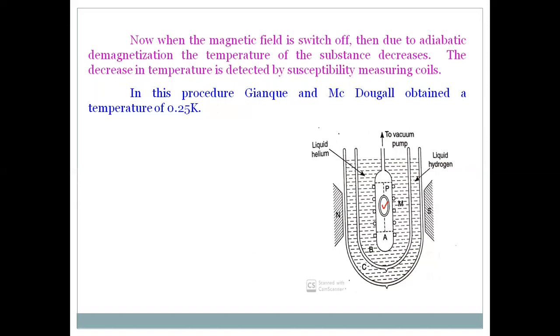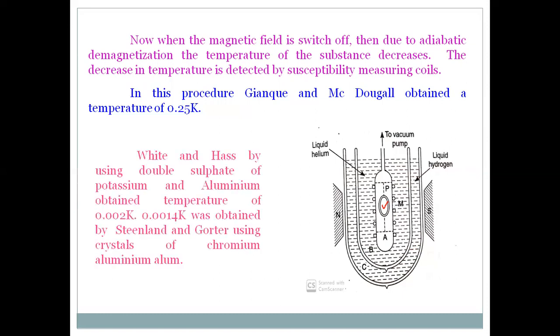That is not stopped. Different research, of course, by different scientists has done this experiment using different materials. Later, Haas and White used the double sulfate of potassium and aluminum in place of gadolinium sulfate. That is, the gadolinium sulfate is removed and replaced by the double sulfate of potassium and aluminum. They obtained a temperature of 0.002 Kelvin.